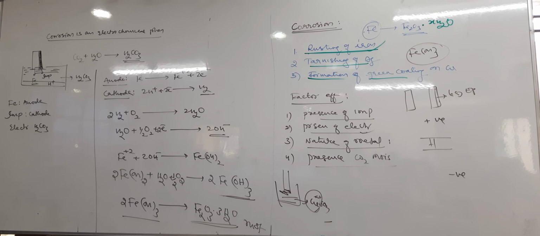The process of coating the surface of the metal with oil or paint or grease, etc., is called barrier protection.